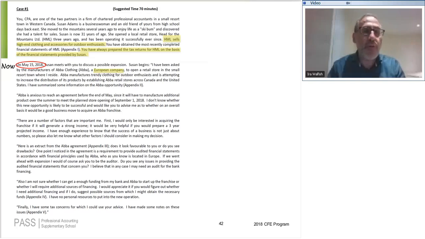It'll end up impacting more than one required. For now, I simply underline it as background/extraneous information. I underline it on faith that it's likely to be important. Anyhow, let's continue. So Susan begins, I've been asked by the manufacturers of Abba Clothing, a European company, to open a retail store in the small resort town where I reside. It then explains something about Abba's operations. I would underline that as extraneous information. Abba manufactures trendy clothing for outdoor enthusiasts.